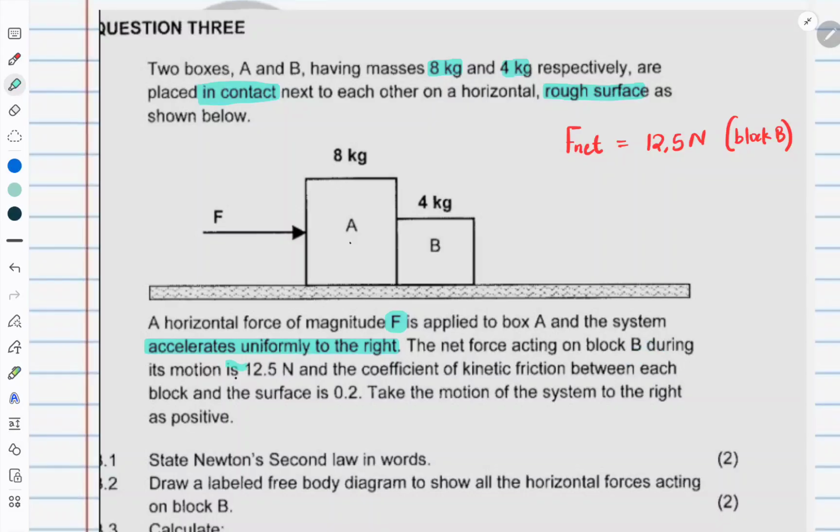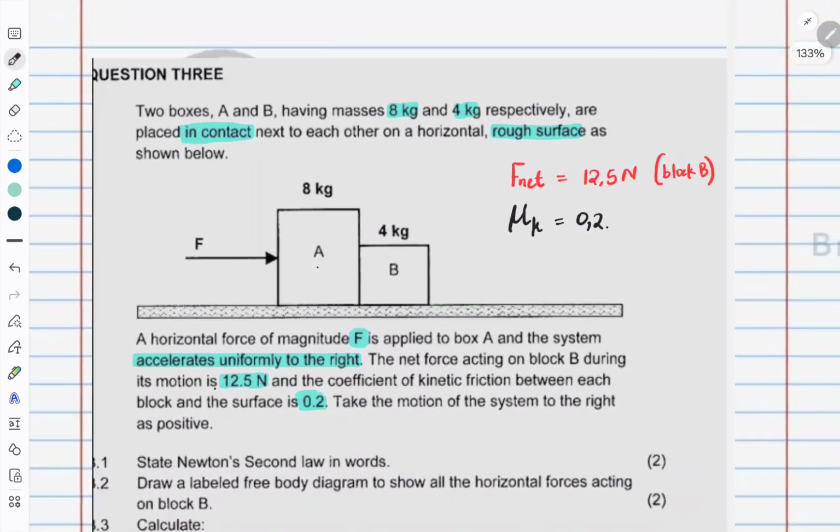Now we have that, and then the coefficient of kinetic friction between each block and the surface is 0.2. Okay, so each block has the same coefficient of kinetic friction, so we can just write it as 0.2. So now let's interpret this question.